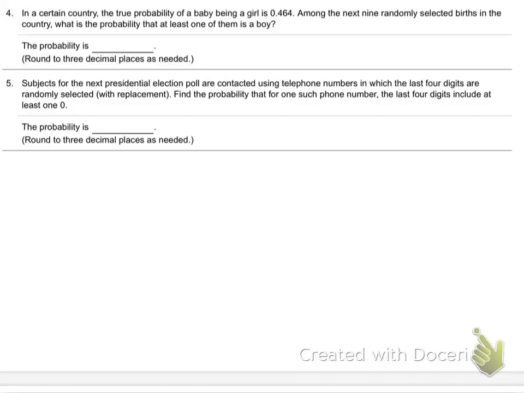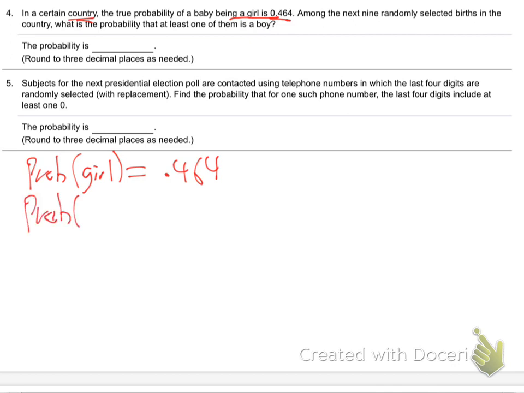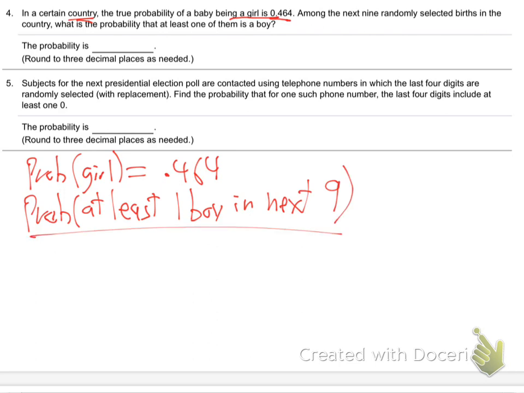Let's try another one. In a certain country, the probability of a baby being a girl is 0.464. So the probability is a little bit lower for a girl, just below 0.5. Among the next 9 randomly selected births in the country, what is the probability that at least one of them is a boy? So probability of at least one boy in the next 9. That's what they're asking me.